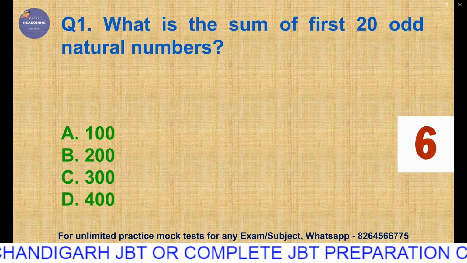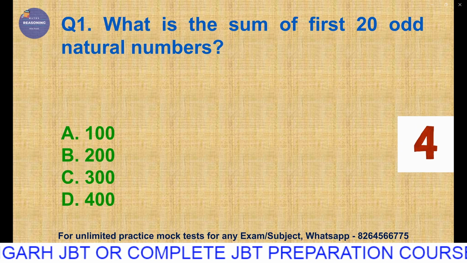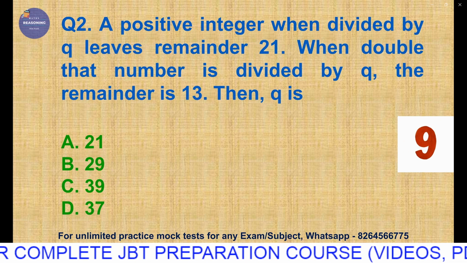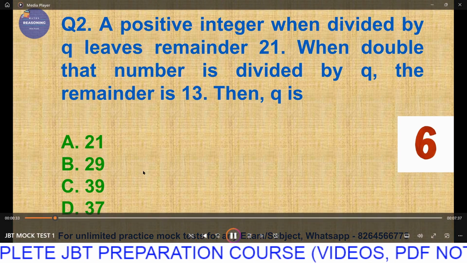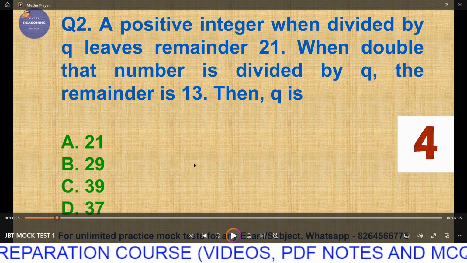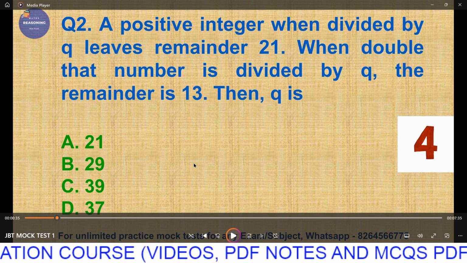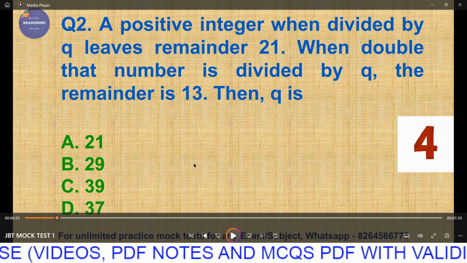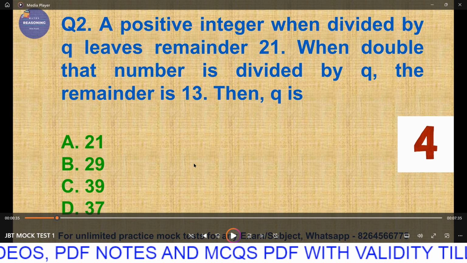What is the sum of first 20 odd natural numbers? You can pause the video to check your solving capacity. Second question is, a positive integer when divided by q leaves remainder 21. When double that number is divided by q, the remainder is 13. Then q is.